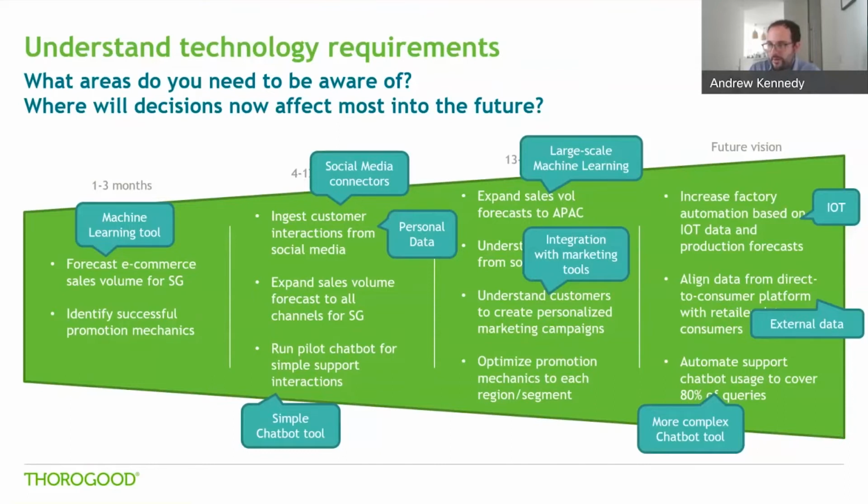But then noting that if we go further along the list into the future vision, our support team has suggested that they want to automate support using a chatbot to cover 80% of the queries that come to them. That's going to get into more complex queries and probably will need a more complex chatbot tool. And so that's one example of where having this kind of future vision allows us to think about, do we want to start building towards that more complex chatbot tool at this stage, and how do we choose a tool that's going to support what we want to do in future as well as what we want to do now?